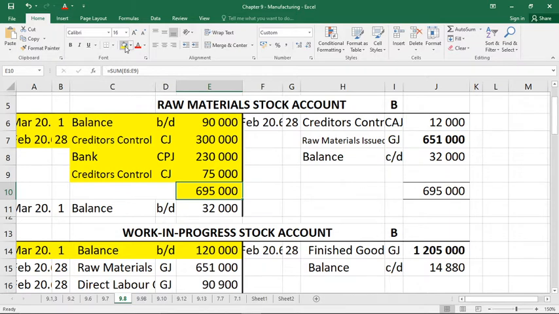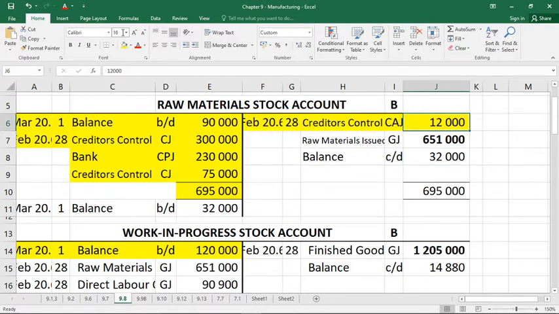Number 4, raw materials amounting to 12,000 were returned to creditors. So there on our credit side, we're going to have creditors control, the CAJ, and 12,000 rand. Obviously, they might have been broken or we didn't want it anymore, so 12,000 goes out on the credit side.